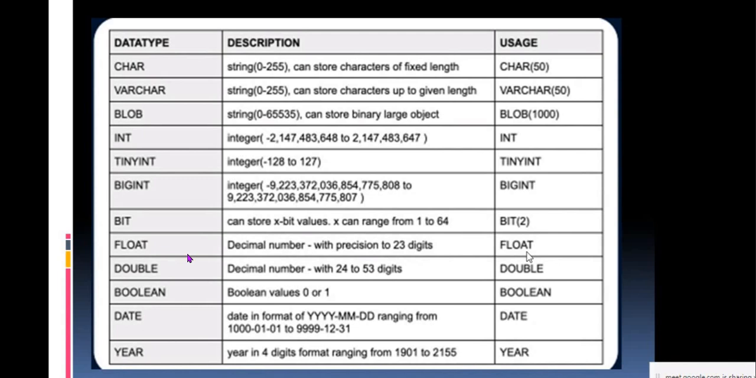The next is date. Date is in the format of YYYY-MM-DD, that is year, month and date, ranging from 1000-01-01 to 9999-12-31. So in this way we are using date. And the last one is year. Year in 4 digits format, ranging from 1901 to 2155. So this is the format we are using for year. So these are the commonly used SQL data types.